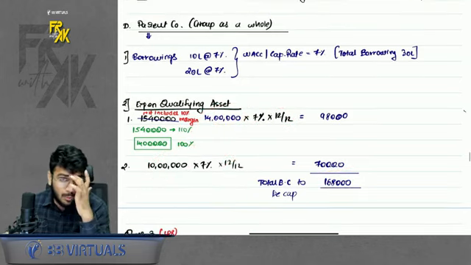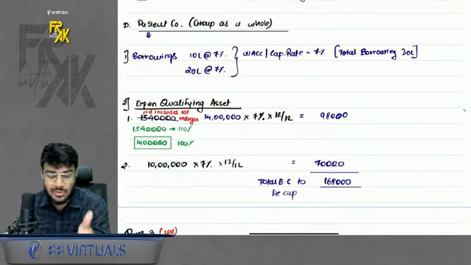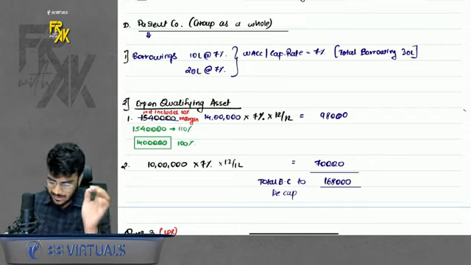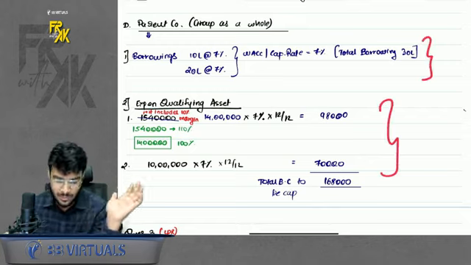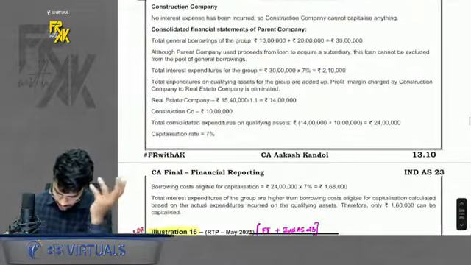So when you are talking about group point of view, it doesn't matter whether you have used your own resources from individual point of view. Just see how many borrowings you have, just see how much expenditure you incurred. Simple. Okay, then this was illustration 15.